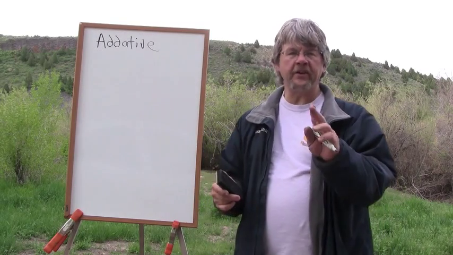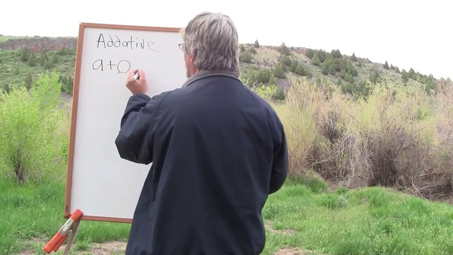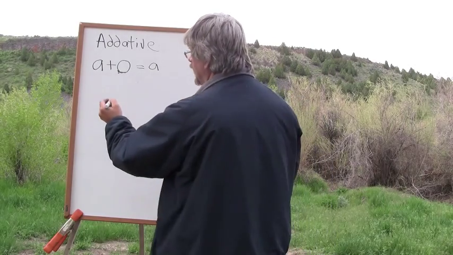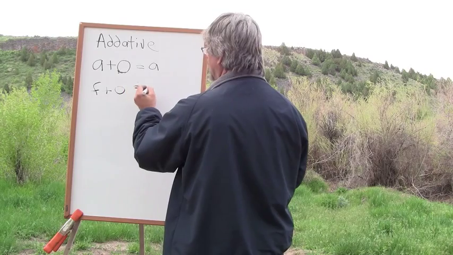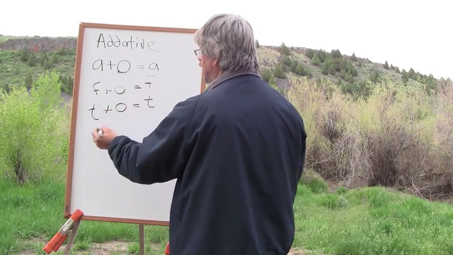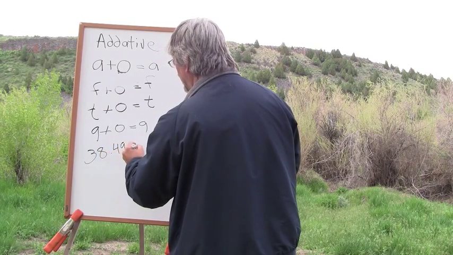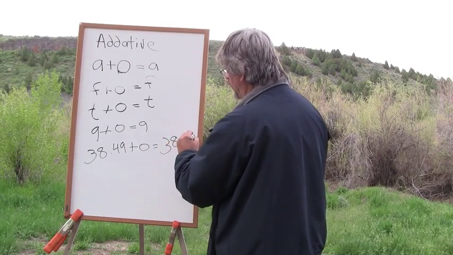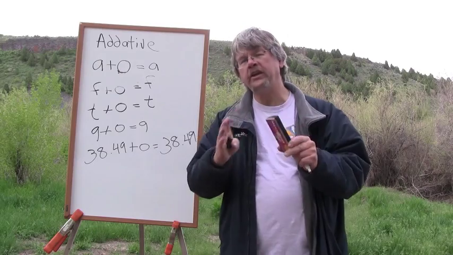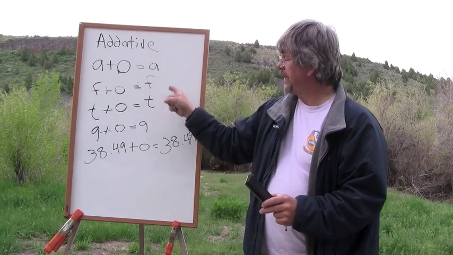The additive property is one of the simpler ones, but it is very important to understand. A plus 0 equals A. A plus 0 is A. F plus 0 is F. T plus 0 is T. 9 plus 0 is 9. 38.49 plus 0 is 38.49. This basically tells you that any number or any variable, if we don't yet understand the value of that variable, anything added to 0 is just that number.